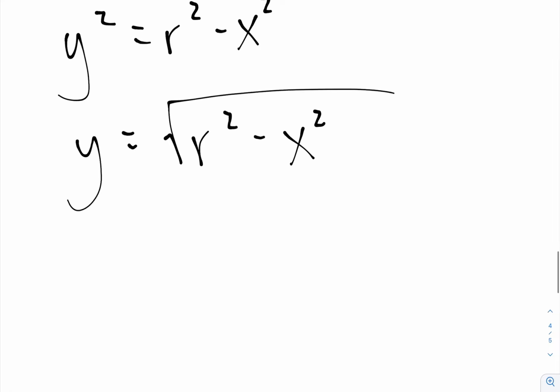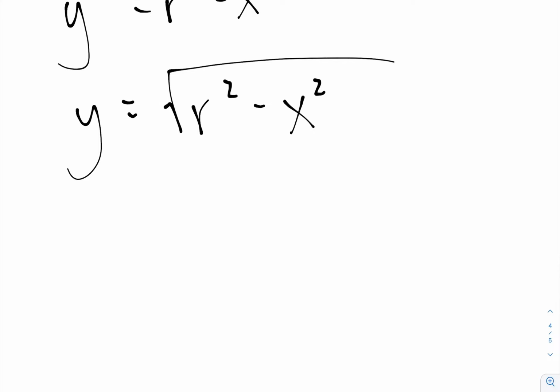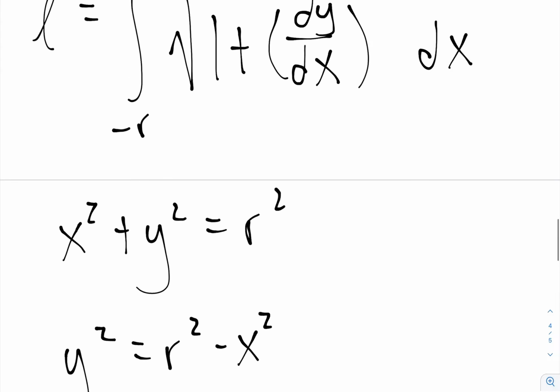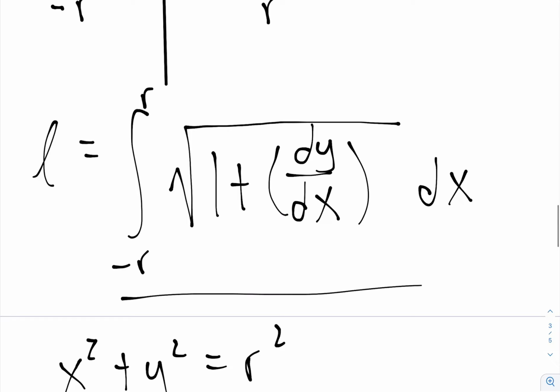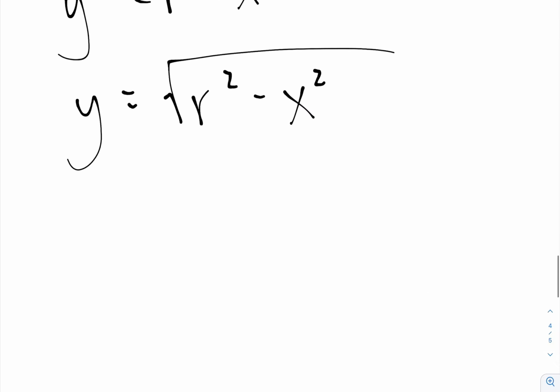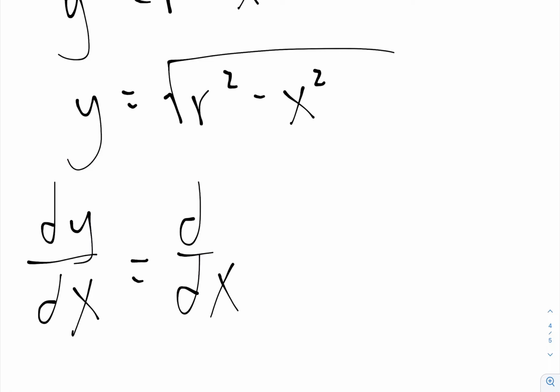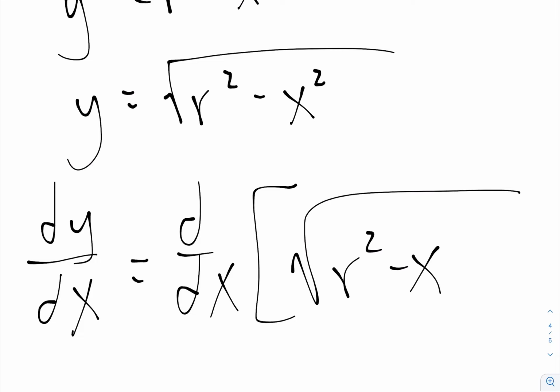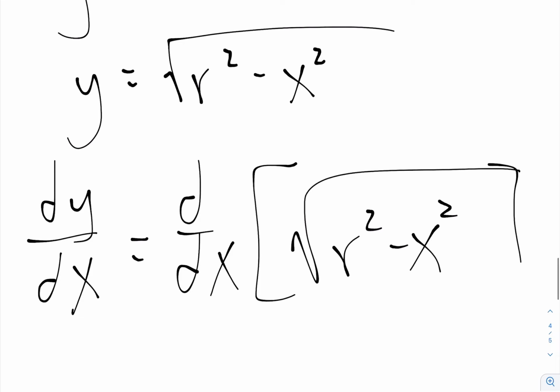Okay, but we want dy by dx. We don't just want y, right? Because in our formula, there's nothing to do with just y. We want dy by dx. So let's differentiate this. dy by dx, since these two are equal, it's going to be d by dx of the square root of r squared minus x squared. Okay, well, what's that going to be?